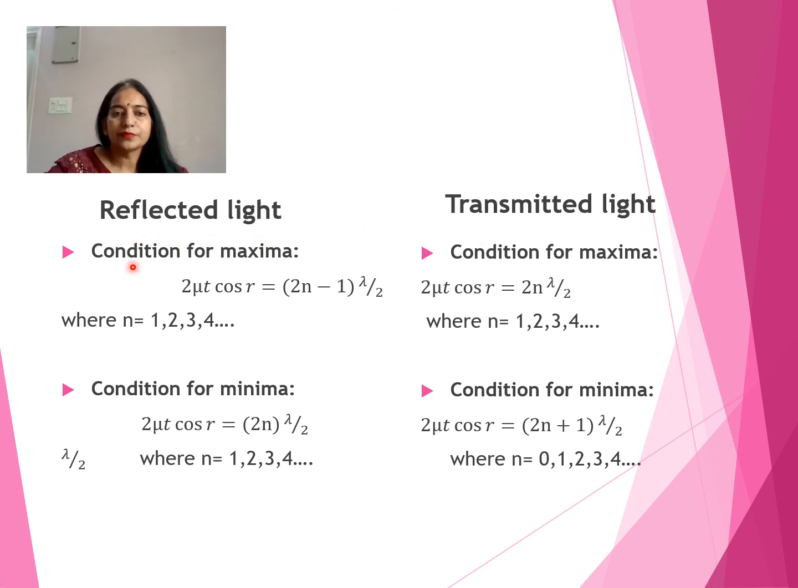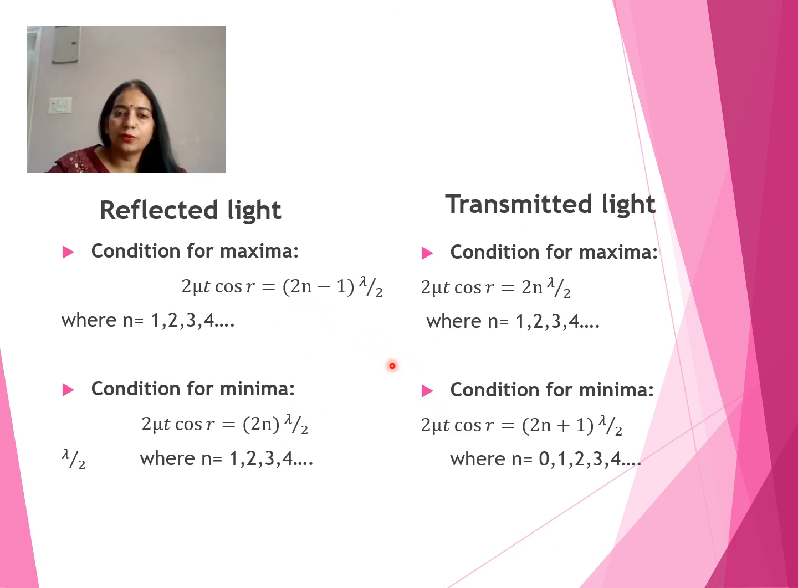If you see the condition for maximum intensity in reflected light, it is the condition for minimum intensity in transmitted light; this is also an odd multiple of 2 mu T cos R. The condition for minimum intensity in reflected light, that is 2 mu T cos R equal to 2n lambda by 2, is the condition for maximum intensity due to transmitted light, that is 2 mu T cos R equal to 2n lambda by 2. So both these conditions are the same.